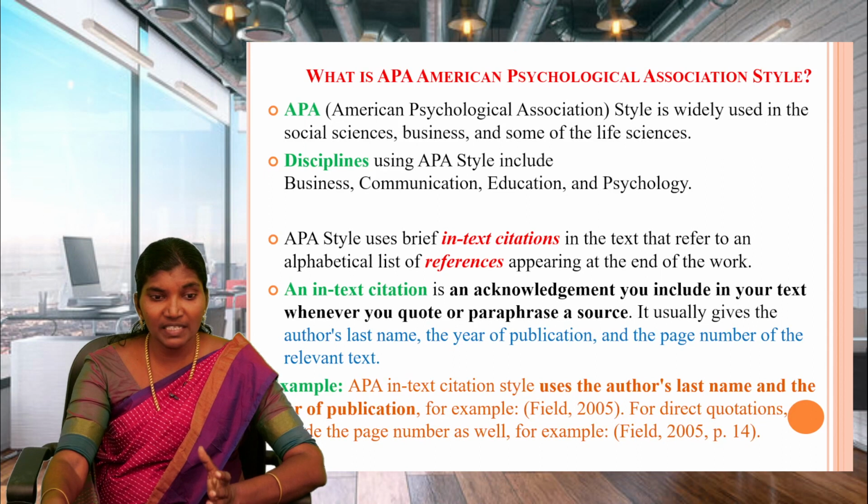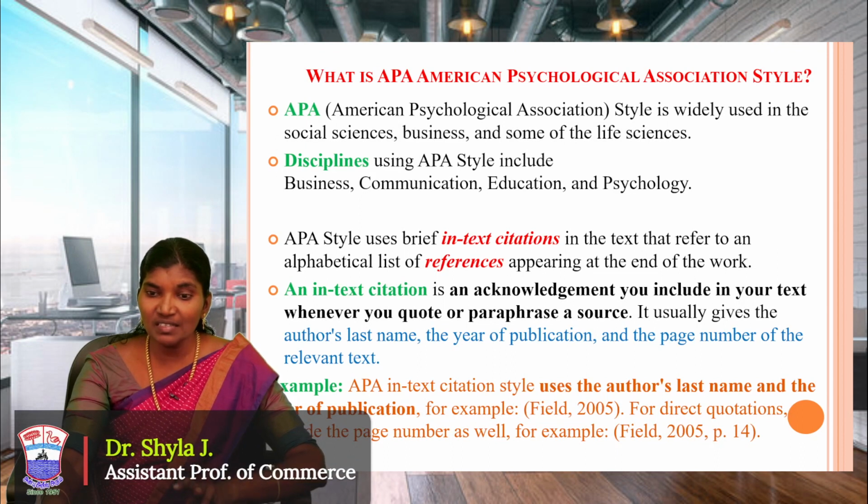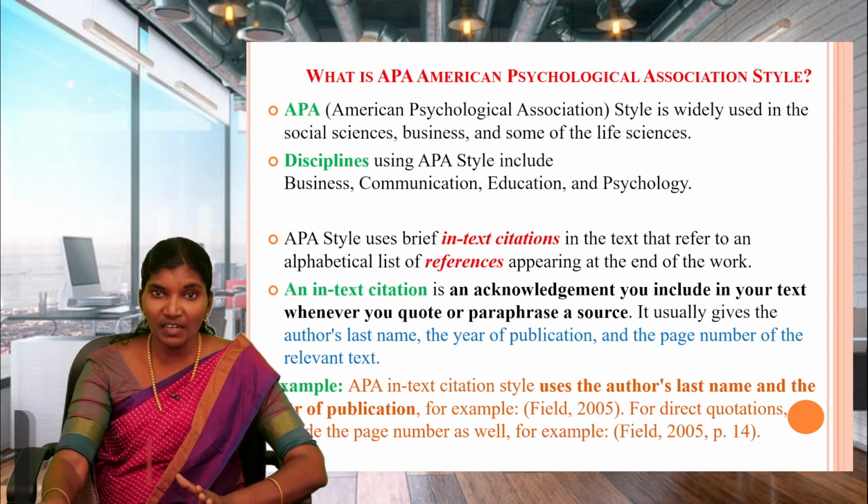So in the example I have given here, APA in-text citation style uses the author's last name and the year of publication. For example, Field 2005. So here Field is the author name and the publication year is 2005. For direct quotations, include the page number as well in this in-text citation. Example, Field 2005, page number 14.